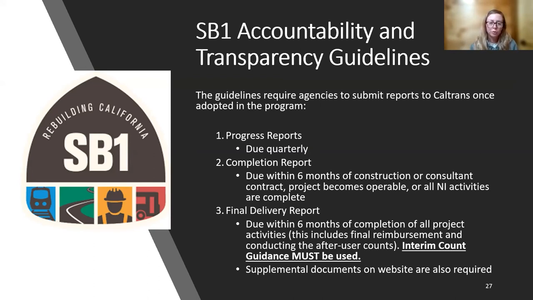And then after progress reporting, once the project is complete, within 6 months of construction or consultant contract acceptance, the project becomes operable or all non-infrastructure activities are complete, the completion report is due. And then after that, the final delivery report is due. And this is not to be confused with the final report of expenditures that is submitted to the district. The final delivery report is separate, and that is submitted to us at headquarters via CalSmart. This report is due within 6 months of completion of all project activities. And this includes after the agency has received their final reimbursement and they have conducted their after user counts.